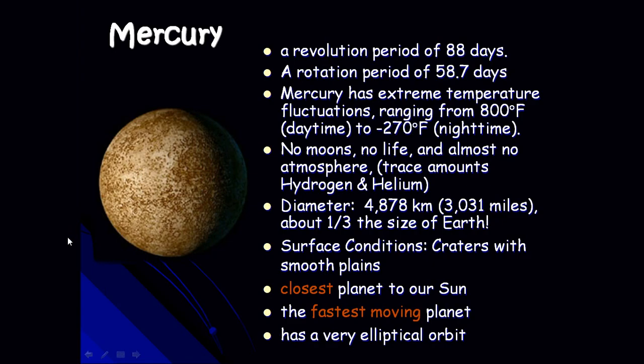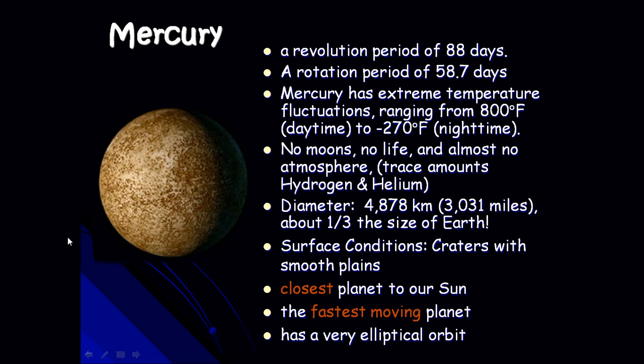Now, let's talk about the planets. It is a lot of information, so I'll try to be as concise as possible. We'll start with Mercury, which is the first planet. A revolution period for Mercury spans 88 days. A rotation takes 58.7 days. Mercury has extreme temperature fluctuations, which means changes in temperature that range from 800 degrees Fahrenheit in the daytime to 270 degrees Fahrenheit at nighttime.